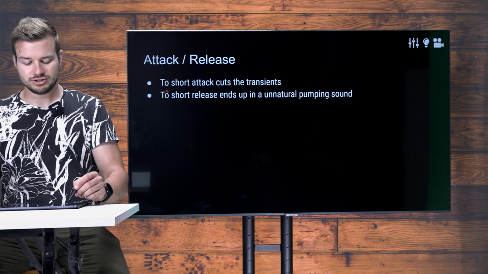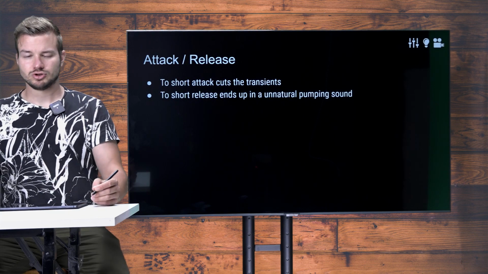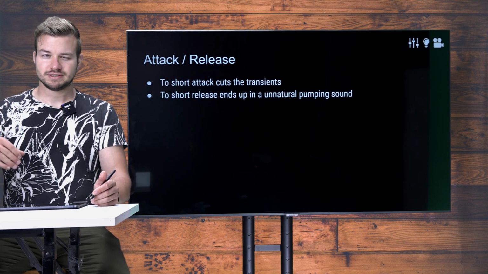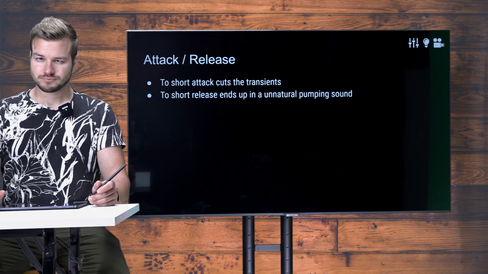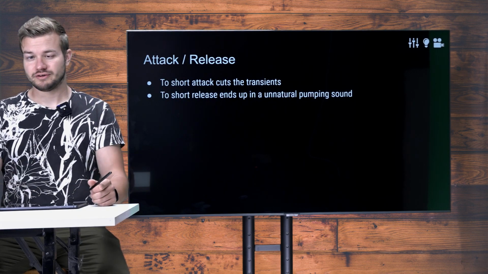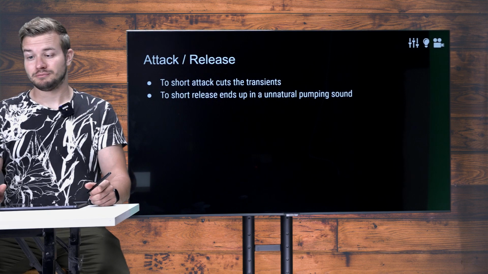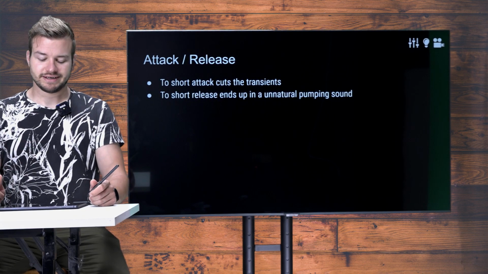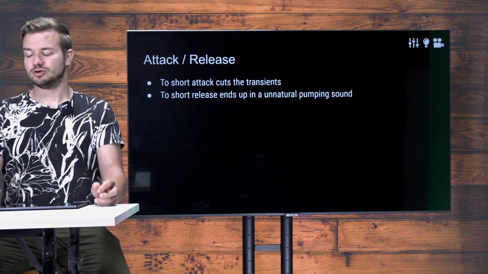So always try to use some release, but don't make it too long, because especially for drums, if the drums are playing fast beats and you use too long a release time, you will not get out of compression anymore. So make sure you put that release time into a good range.